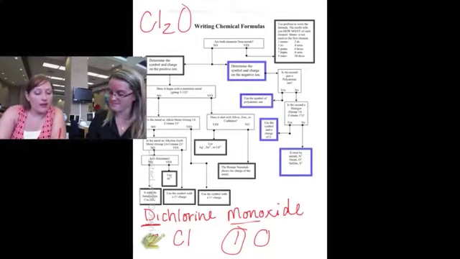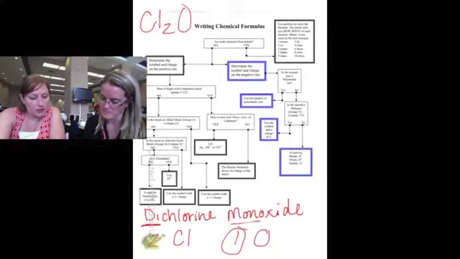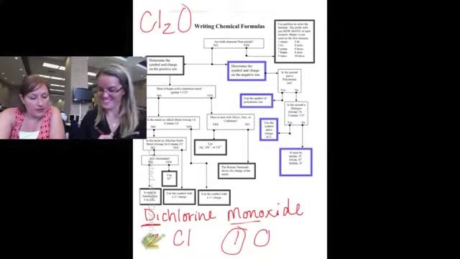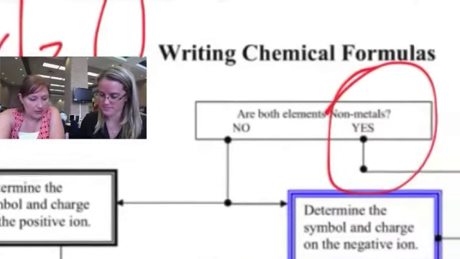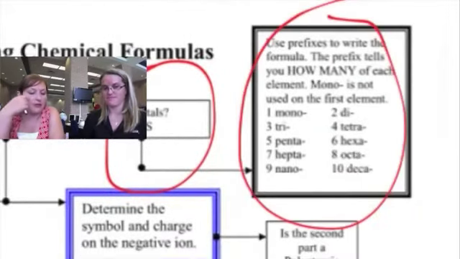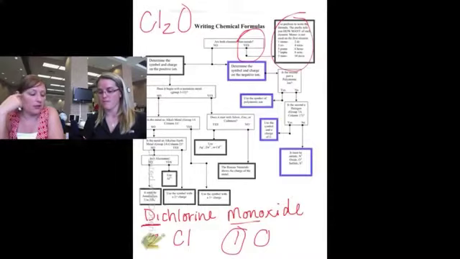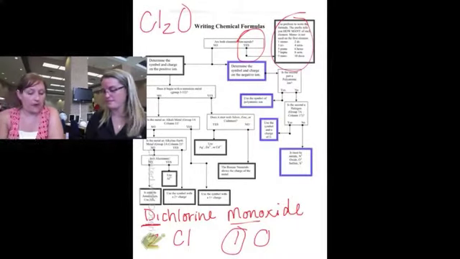Now, when we use this formula chart, I see chlorine and oxygen are both nonmetals. And it just leads us to my prefixes. So that's pretty handy. So really, I just have to do what we just did. Correct.